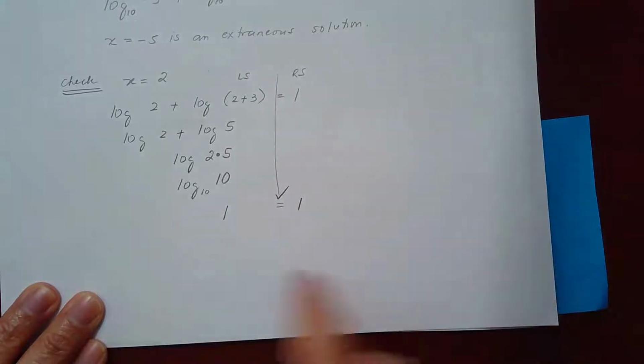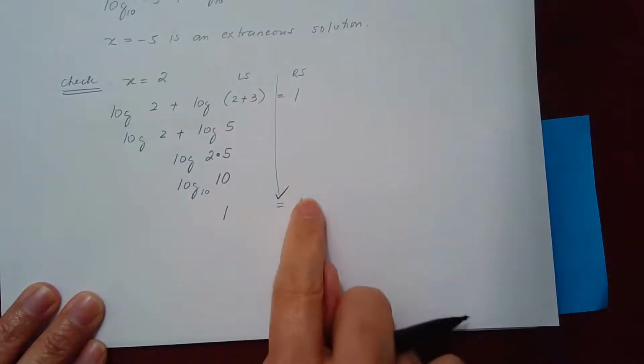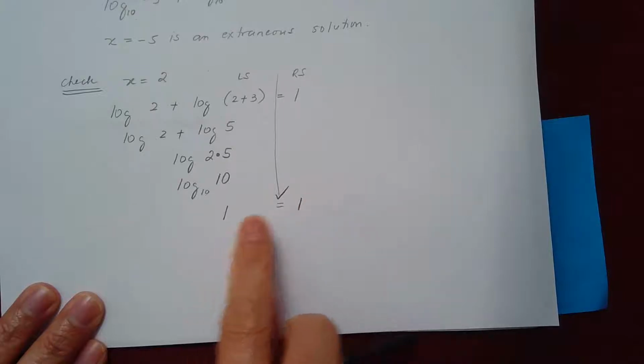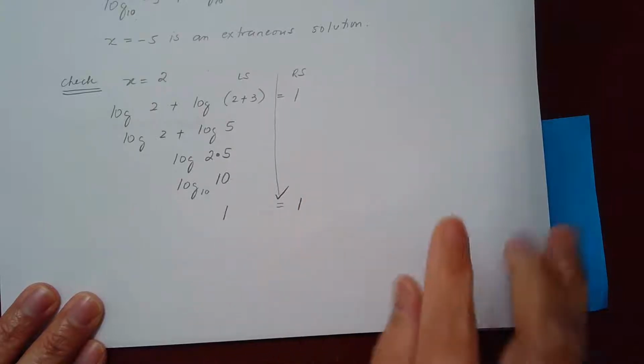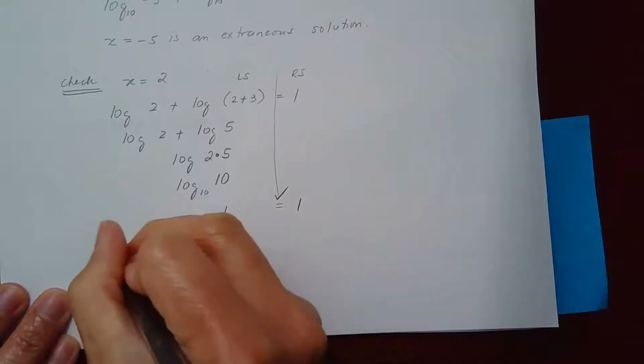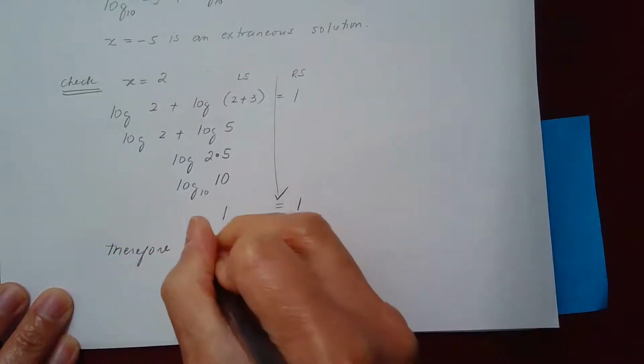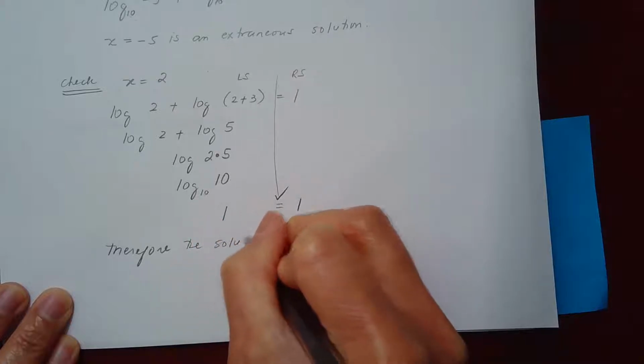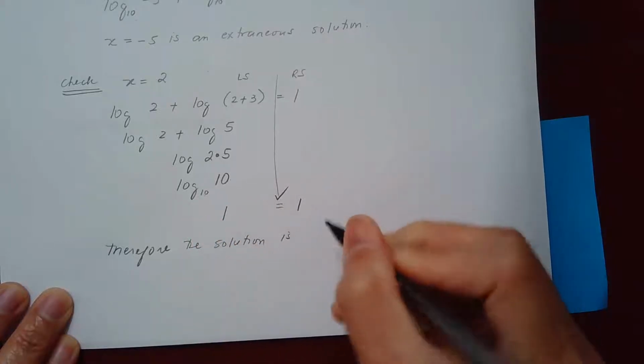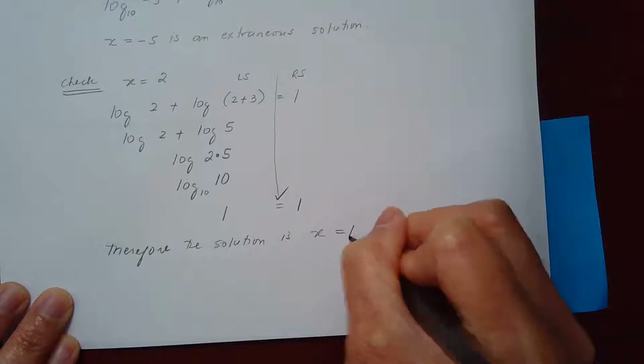So this one, the left side gave me 1. The right side is 1. So left side and right side are equal to each other. So therefore, the solution is x equals to 1.